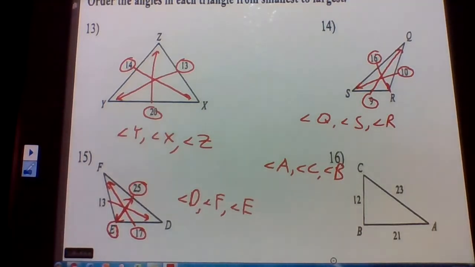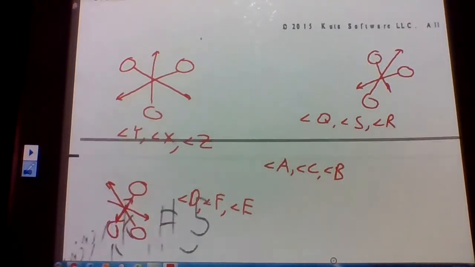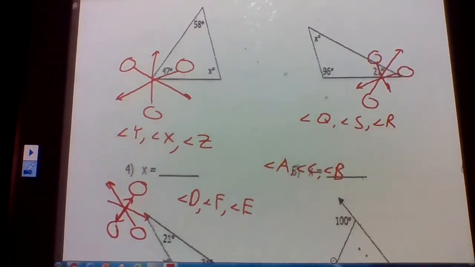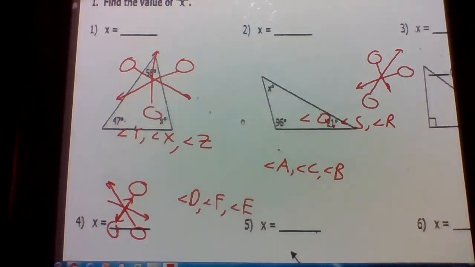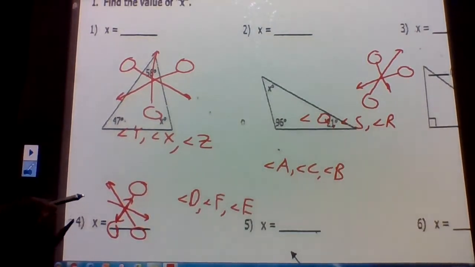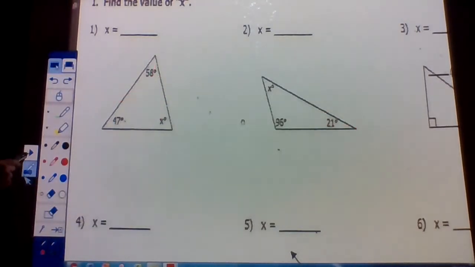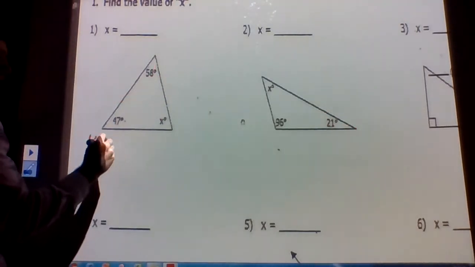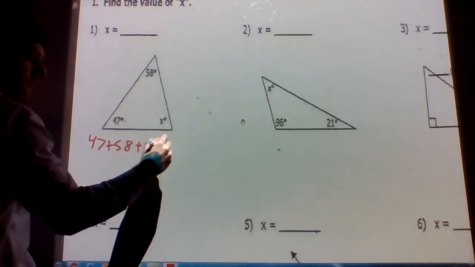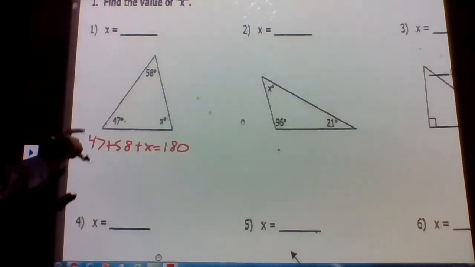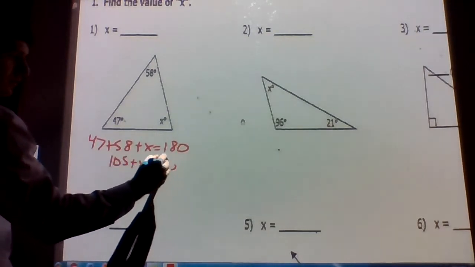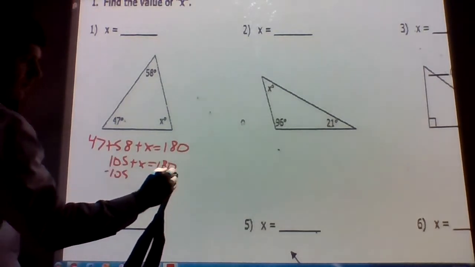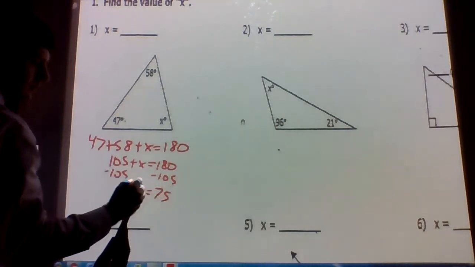So then on the back, we have practice for the triangle inequality theorem and the triangle sum theorem. The triangle sum theorem is what we're going to use for 1, 2, and 3. The three angles of a triangle add up to 180. So here we're going to have 47 plus 58 plus x equals 180. That's 105. Subtract 105, and we get x equals 75.